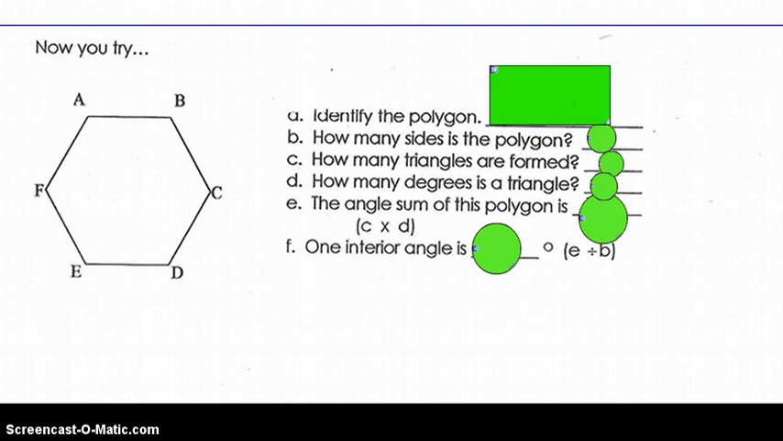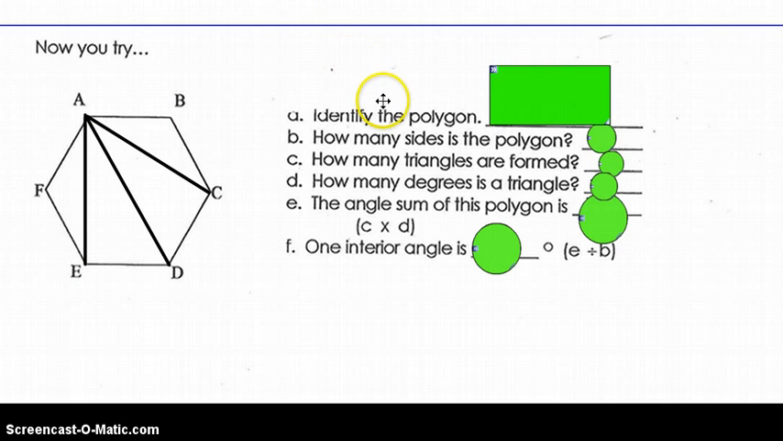Now you try. So we have this polygon, and we are going to triangulate. So you're actually going to start with one vertex. So I'm going to choose vertex A this time. You're going to extend your lines to the other vertices until you don't have any more vertices left. Remember, you have to start at the same vertex, and none of your lines can cross over each other.